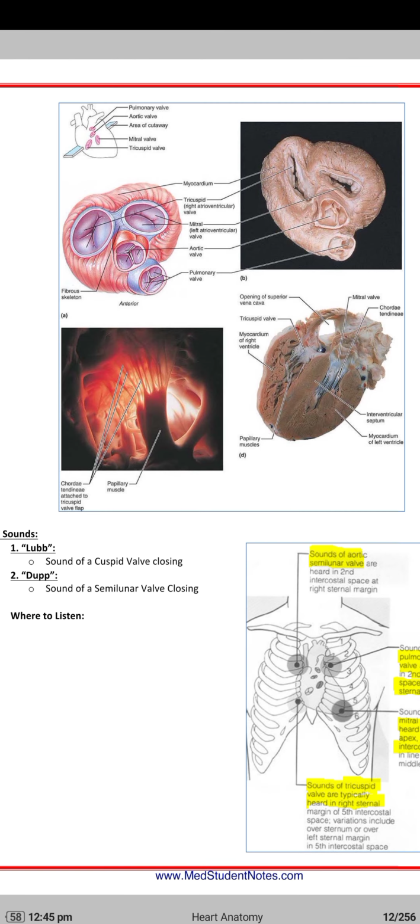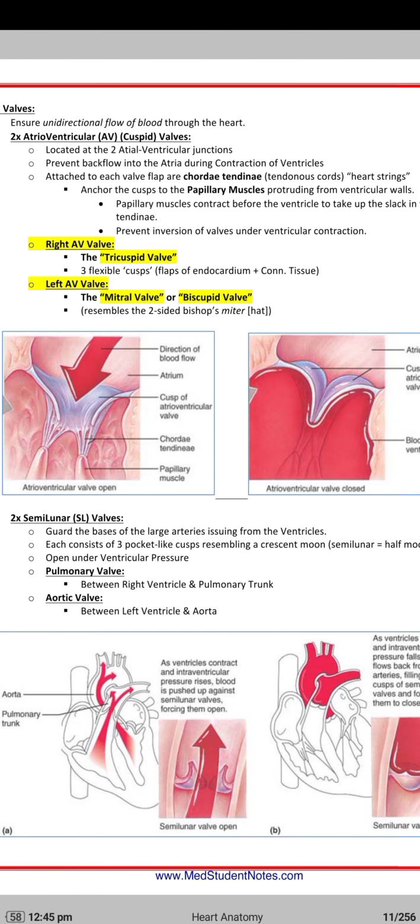There are two atrioventricular valves. They are located at the two atrioventricular junctions. Both the cuspid valves are atrioventricular, going from atrium to ventricle. They prevent the backflow into the atria during contraction of the ventricles.